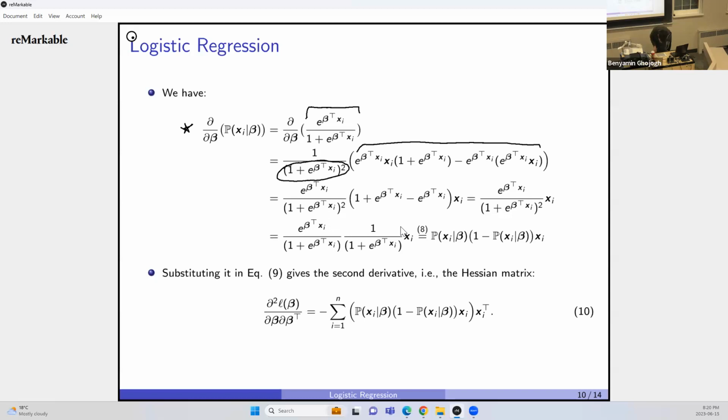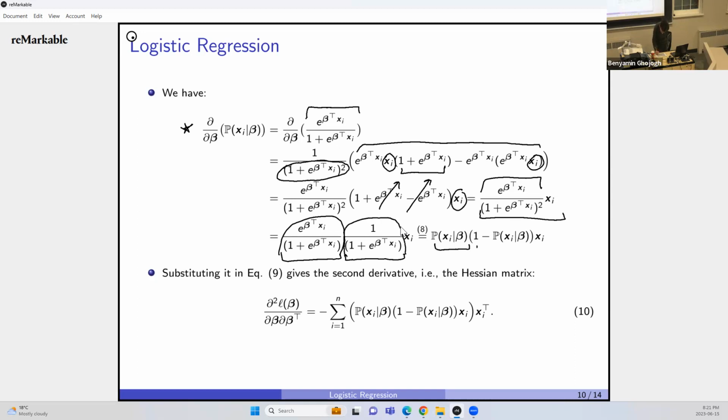And then I factor out xi. By the way, note that this is a scalar, so it can move back and forth in the multiplication. So I factor out xi. And then what happens? Interestingly, these two cancel each other, right? Therefore, it simplifies to this. Then I can write this term as a multiplication of these two terms, right? Interestingly, this is what I defined. This is the probability of xi given beta, and this second one is 1 minus the probability of xi given beta, right?